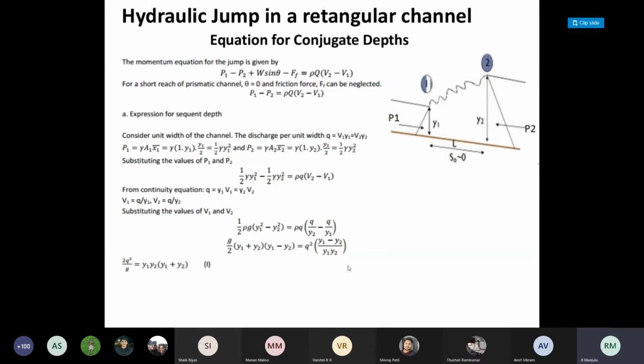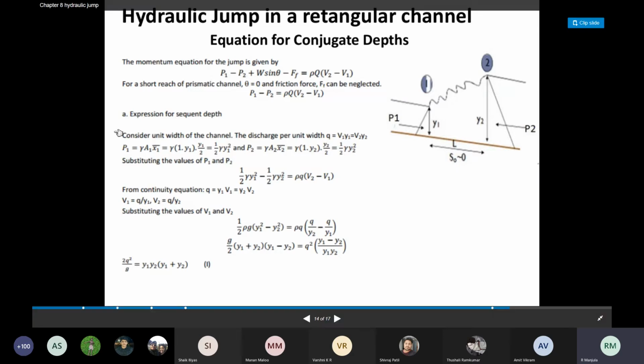So for a particular specific energy, there are two depths, y1 and y2. One is above the critical depth, the other is below the critical depth, and both depths correspond to the same specific energy, isn't it? So you can see how to derive these values of y1 and y2.